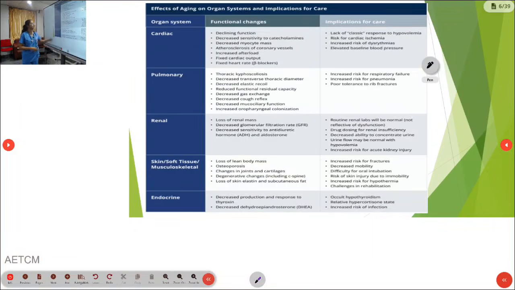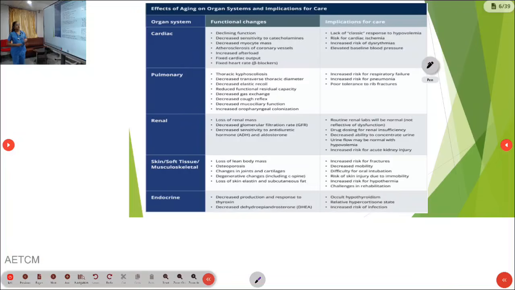Then the renal system. There will be loss of renal mass, decreased GFR and decreased sensitivity to ADH and aldosterone. Routine renal labs will be normal, but that does not reflect the dysfunction in the renal system in elderly people. Drug dosage for renal insufficiency will be different. There is a decreased ability to concentrate urine, and urine flow may be normal in hypovolemic patients. The risk of acute kidney injury will be higher in elderly people.